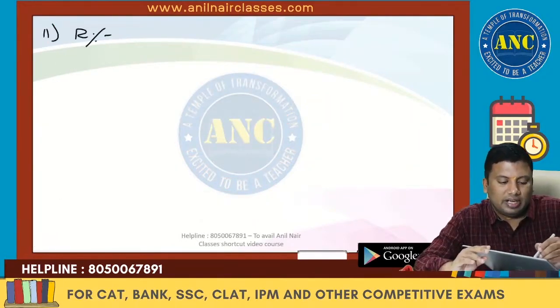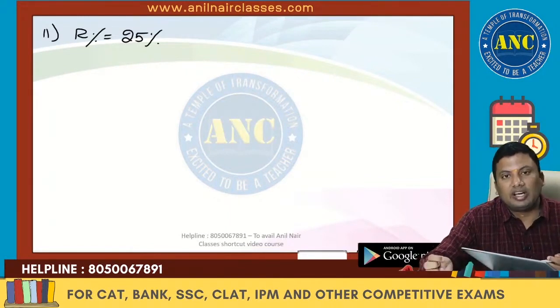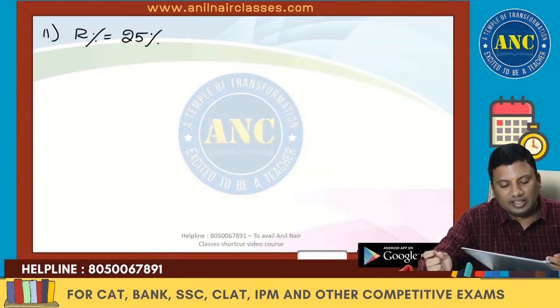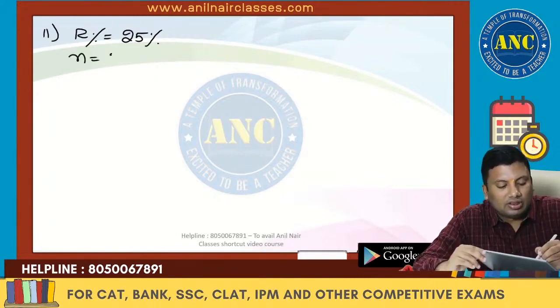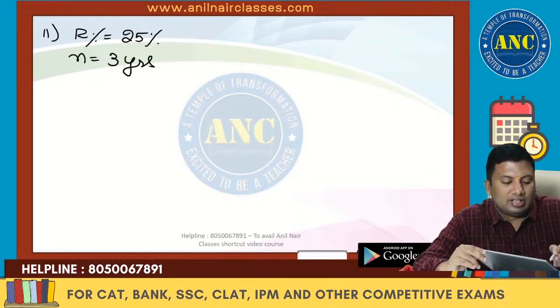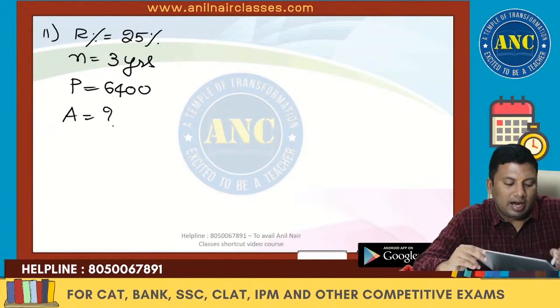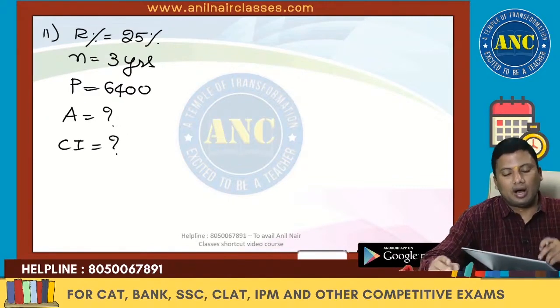R percentage is 25%. Now N is nothing but 3 years, and P is 6,400. Find the amount and find the compound interest.